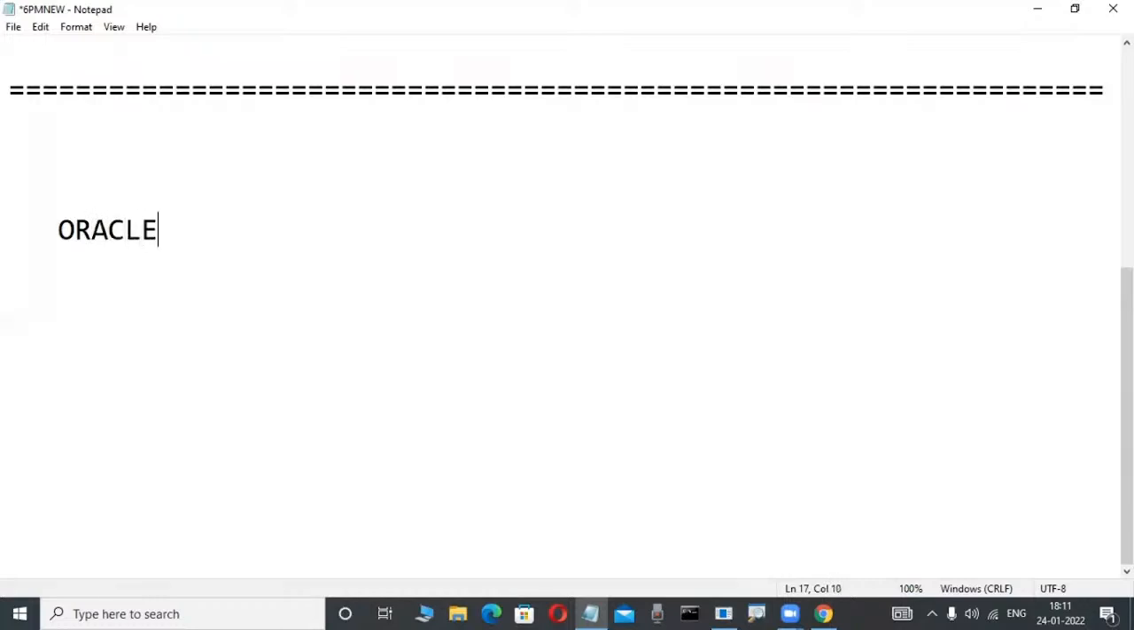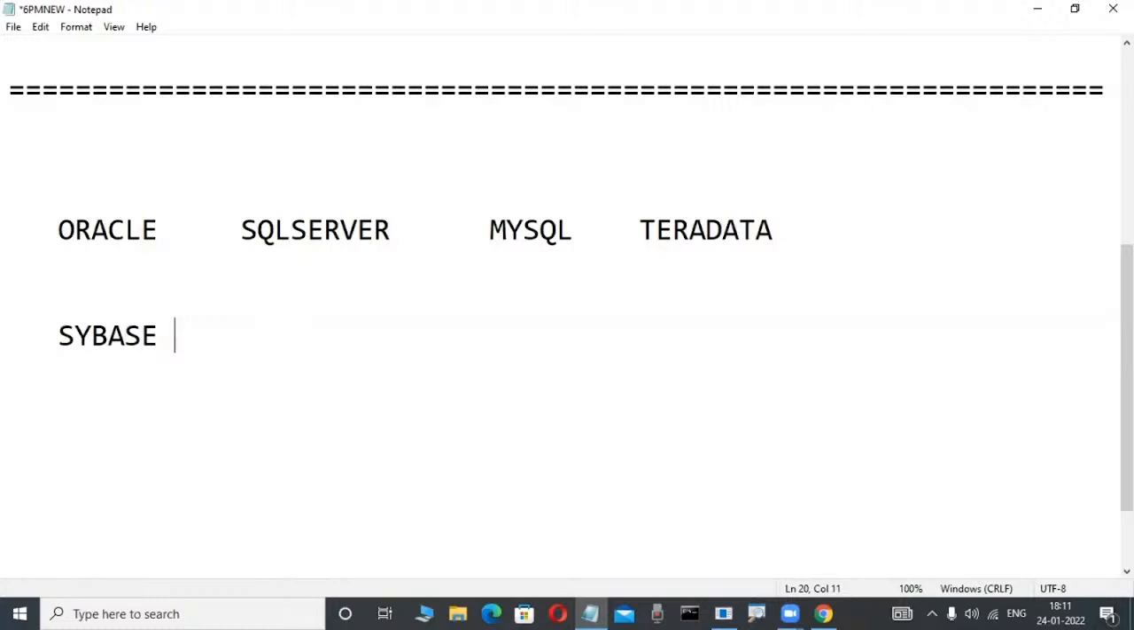Oracle is a product from Oracle Corporation. Don't write it today. SQL Server is a product from Microsoft. MySQL is an open source product, that is also now from Oracle. Teradata is a product from NCR Corporation. Sybase is a product from Ingres Software. Like this, so many products are there. All these products are relational databases, or all these products are implemented based on the relational data model.